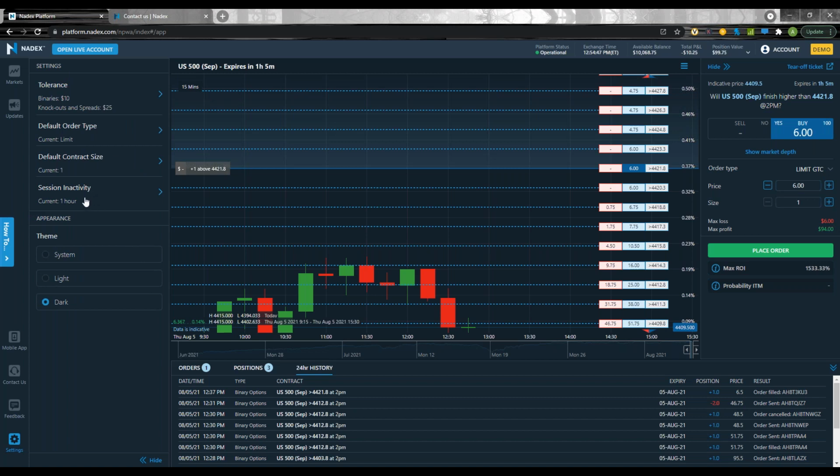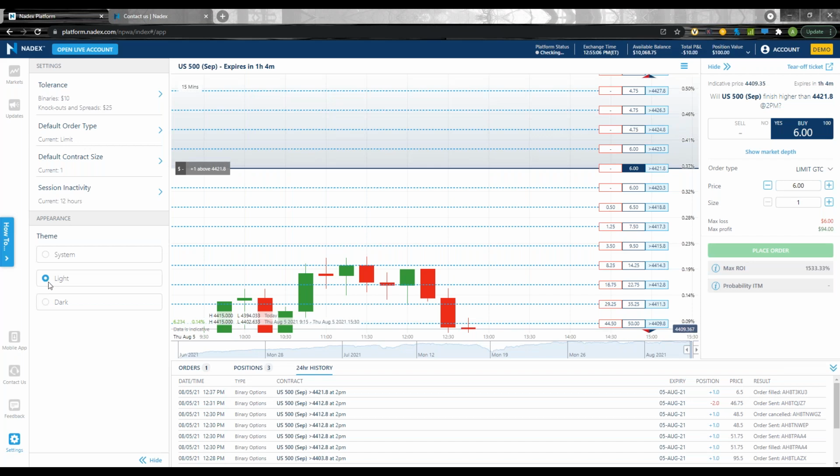And then we have our session inactivity. It tells you how long you can sit there without it logging you out. I usually have mine set to like 12 hours because I only have these on my personal computers, but maybe if you trade in a public place, you want to set that to like an hour just in case you forget to log out.